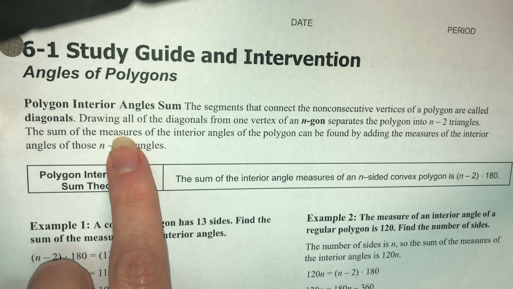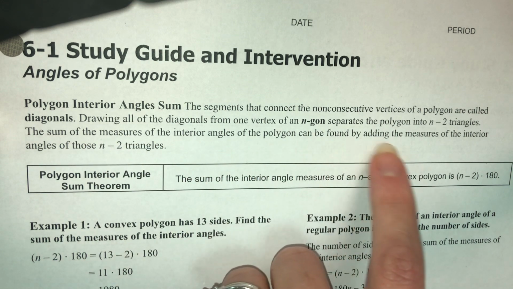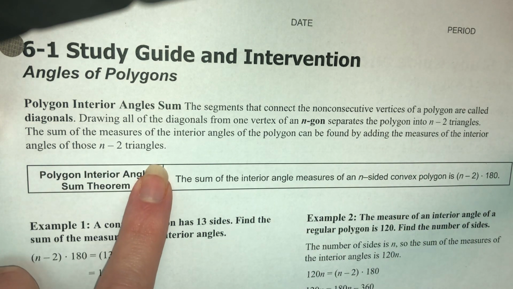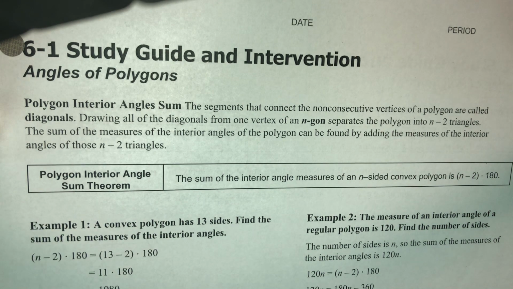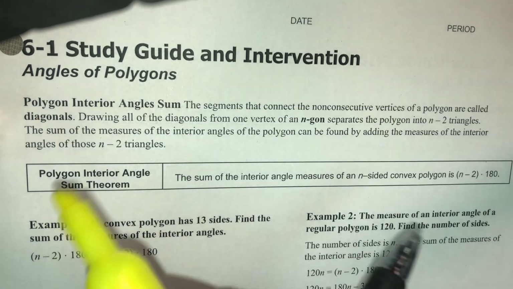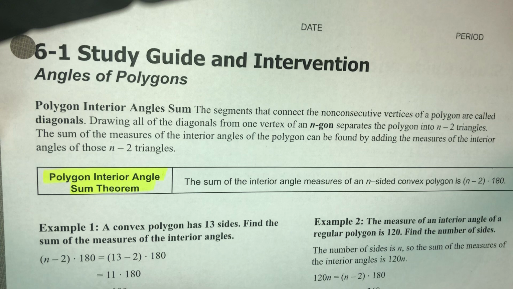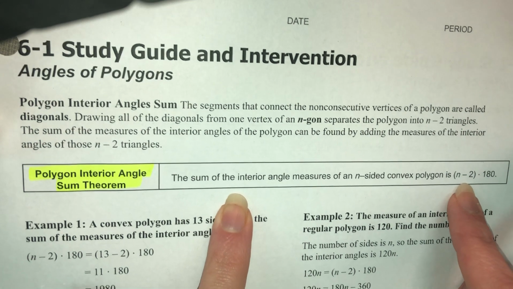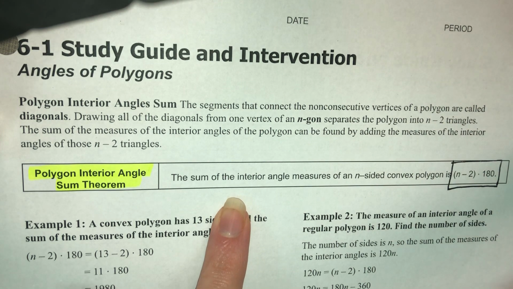The sum of the measures of the interior angles of the polygon can be found by adding the measures of the interior angles of those n-2 triangles. So, the formula for the polygon interior angle sum is: the sum of the interior angle measures of an n-sided convex polygon is n-2 times 180. This is a really important formula for us today.